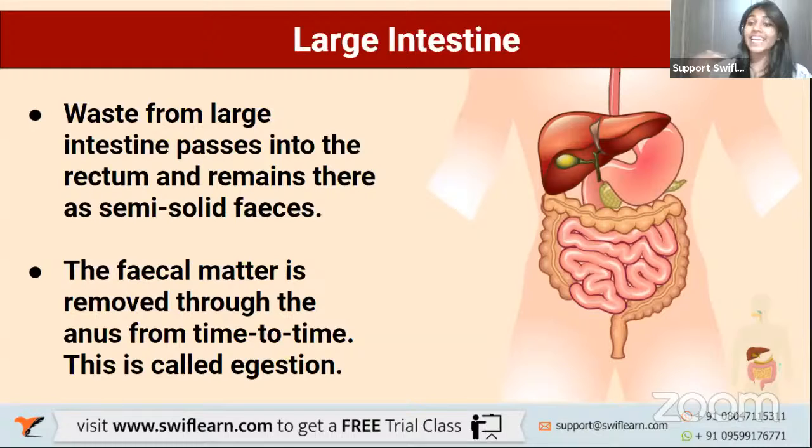Ingestion is the taking in of food through your mouth. Removing this waste from your anus is called egestion.